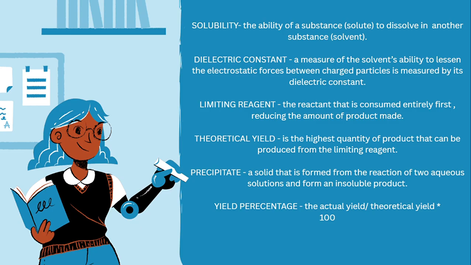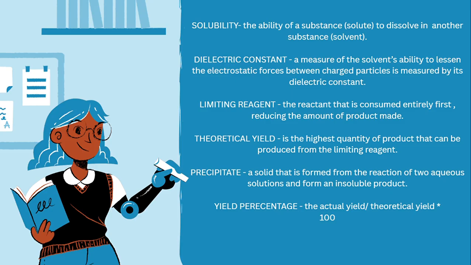Next, we have a few definitions for commonly used terms in this type of lab. Solubility is the ability of a substance to dissolve in another substance, the solvent. A dielectric constant is the measurement of a solvent's ability to lessen the electrostatic forces between charged particles.